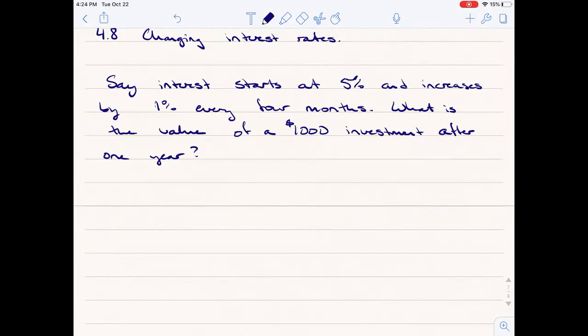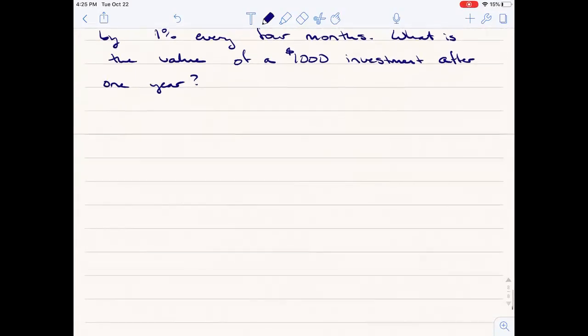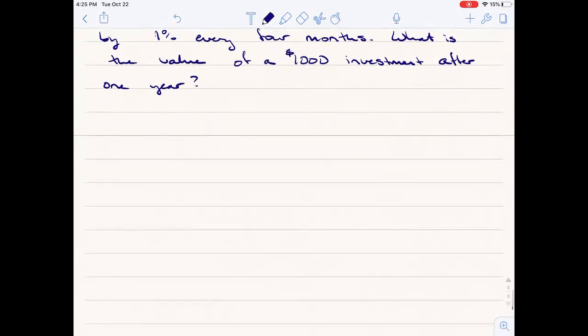So we start at 5%. In the first 4 months, it's 5%. But then for the next 4 months, it's going to be 6%. And then the next 4 months, it's going to be 7%. And then the last 4 months, or maybe I exhausted. Anyways, it keeps going and going and going, right? But we want to know what's the value of a $1,000 investment after 1 year. And so we could map this out. It's going to get a little bit weird.